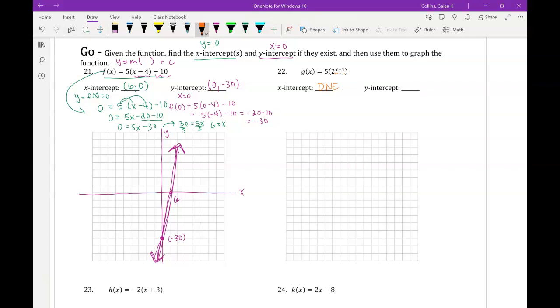The y-intercept, however, is still the value of our function when x is equal to 0. So g of 0 is 5 times 2 to the power of 0 minus 1. Usually the x minus 1 is not in parentheses, but whatever. So that is 5 times 2 to the power of -1, which is 5 times 1 over 2 to the power of +1, which is 5 halves. So our y-intercept here is 5 halves. And the growth factor is 2.